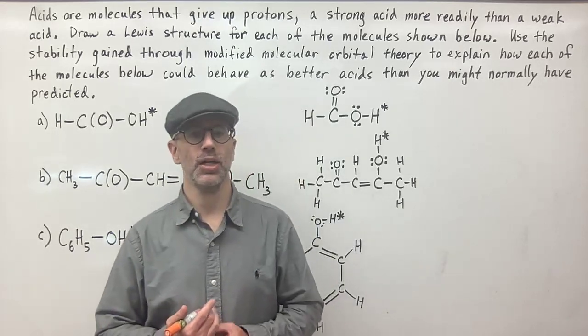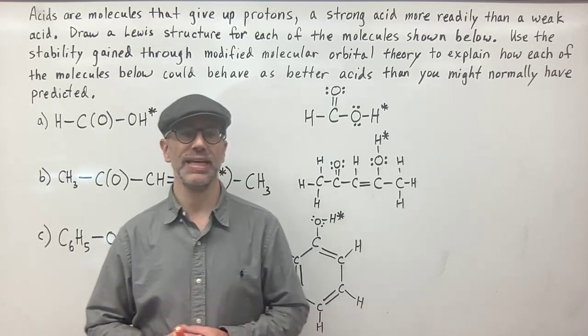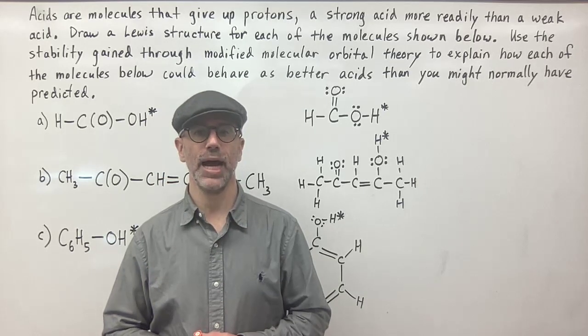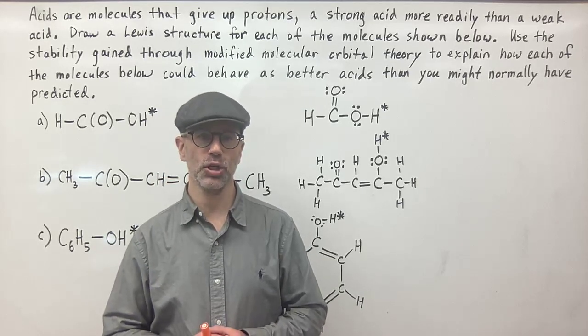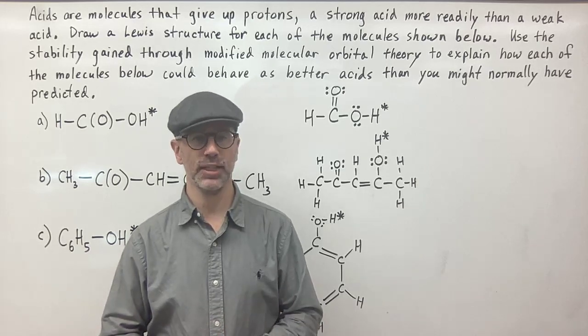Draw a Lewis structure for each of the molecules shown below. Use the stability gained through the modified molecular orbital theory to explain how each of the molecules below could behave as better acids than you might normally have predicted.